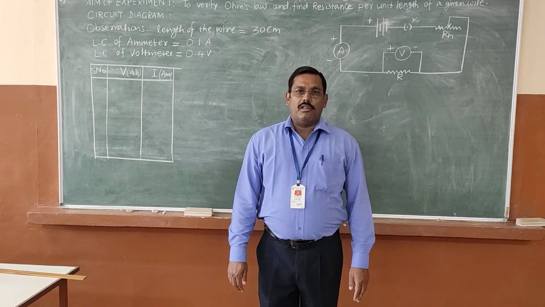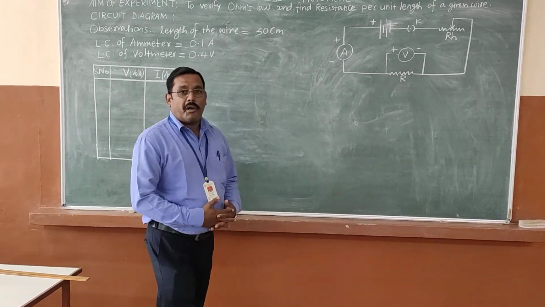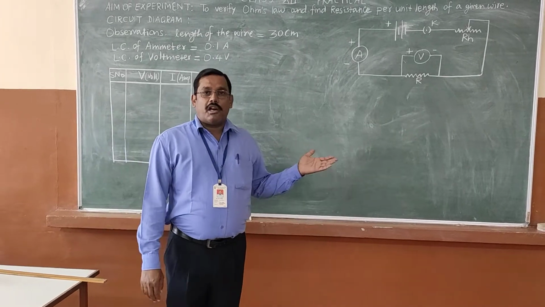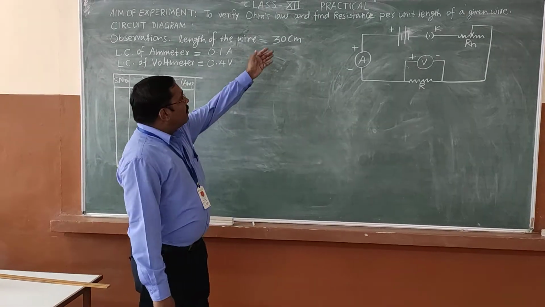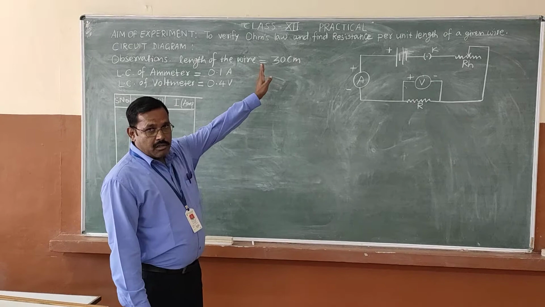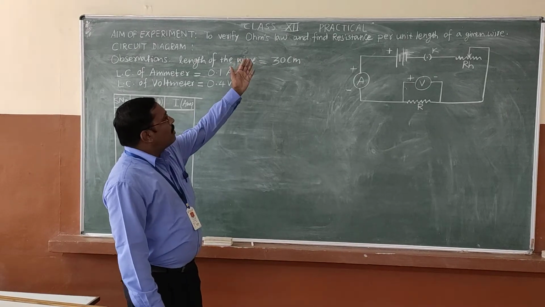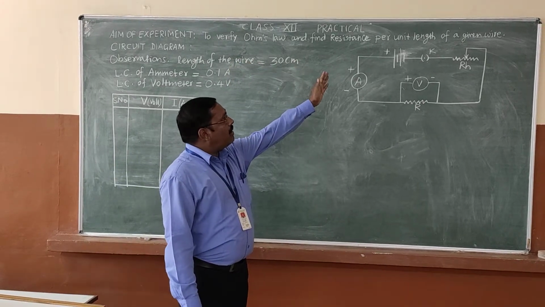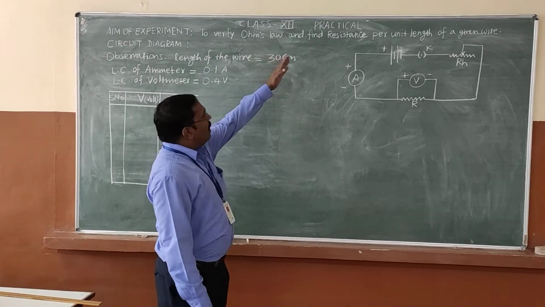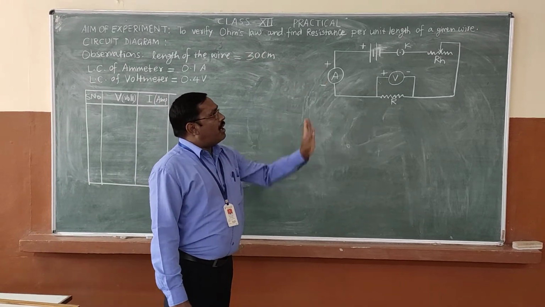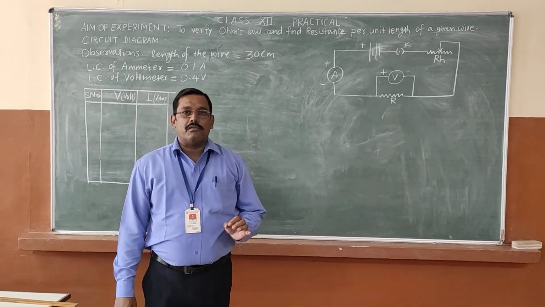Okay. Good morning, students. This is class 12 practicals. Today we will start the practicals. First experiment. This is the aim of the experiment: verify Ohm's law and find resistance per unit length of the given resistance wire.